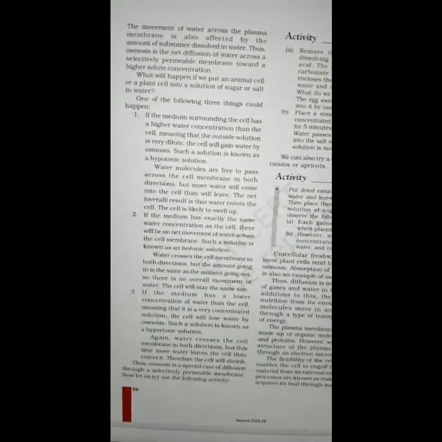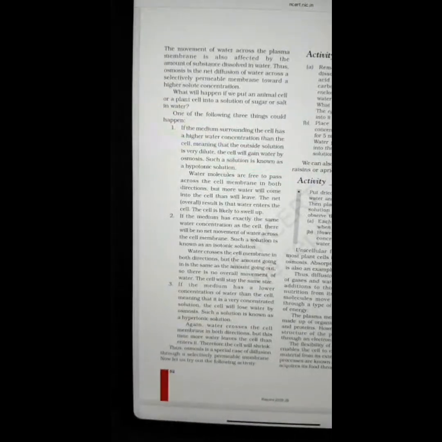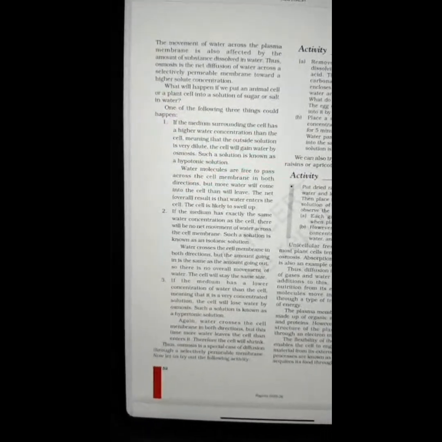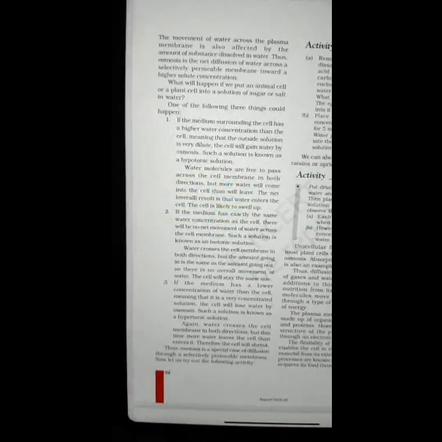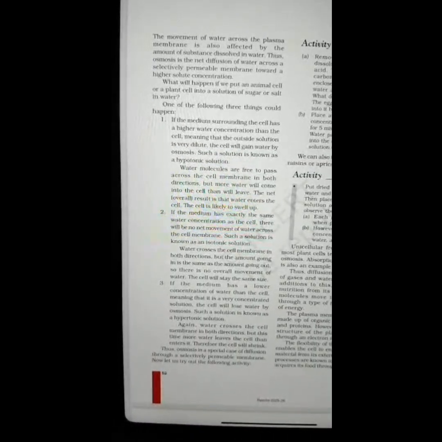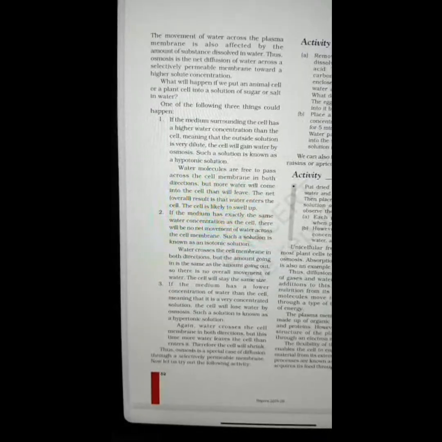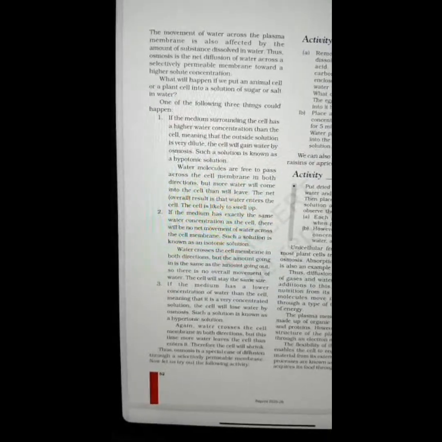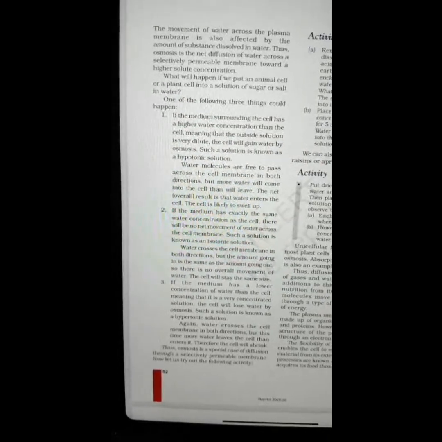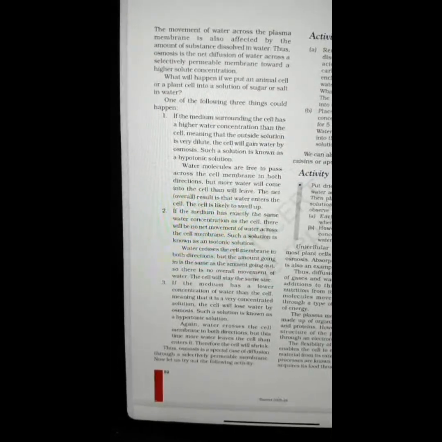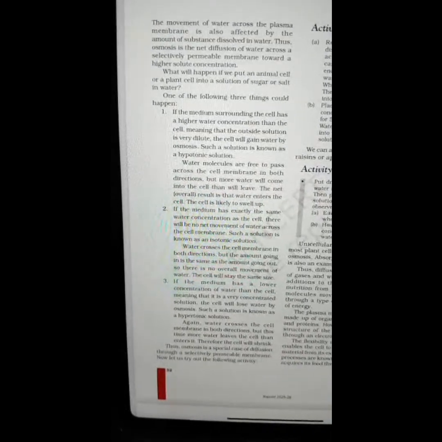Now coming to point number two, if the medium has exactly the same water concentration as the cell, there will be no net movement of the water across the cell membrane. Such a solution is known as an isotonic solution. Water crosses the cell membrane in both the directions, but the amount going in is the same as the amount going out. So there is no overall movement of water. The cell will stay the same size.